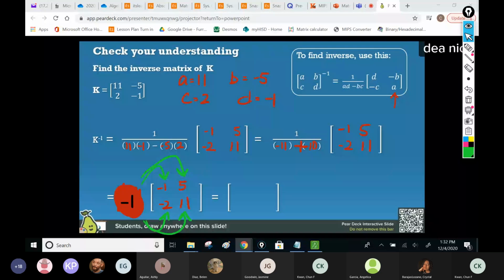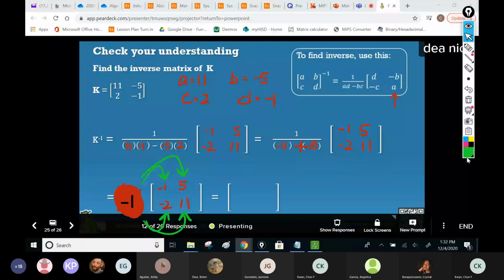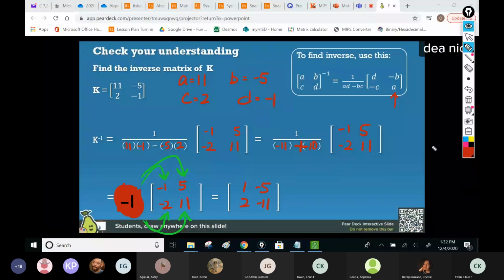All right, so the final answer is going to be +1, -5, +2, -11. That's the final answer. So this time, the inverse looks really nice. No fraction, no decimal. It's just down to chance. Sometimes you get really ugly numbers.